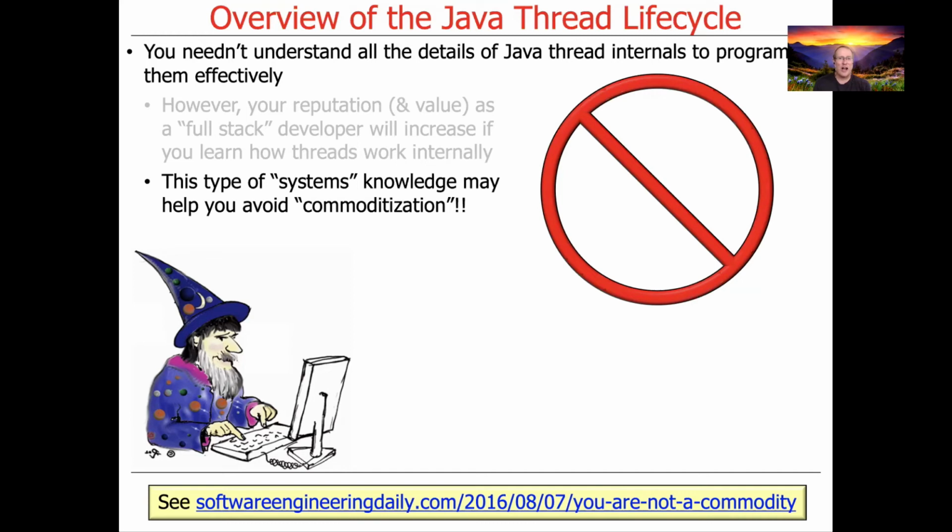In particular, knowing more about how systems work can help you to avoid commoditization. That's the dreaded outcome where too many people know what you know, and therefore your value proposition as a software developer goes down because you become an interchangeable part that can be swapped out for somebody who perhaps is willing to work for less than you do, or maybe has less experience, but is able to do more or less the same thing you do because your skill set is commoditized. So you always want to avoid being commoditized if you can.